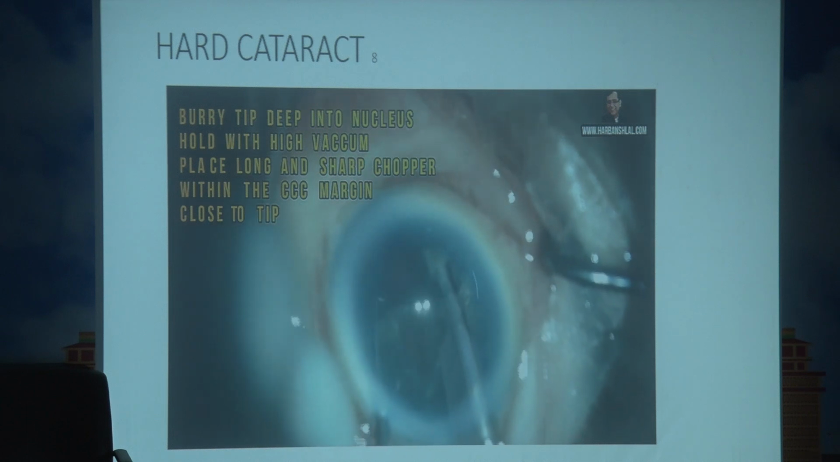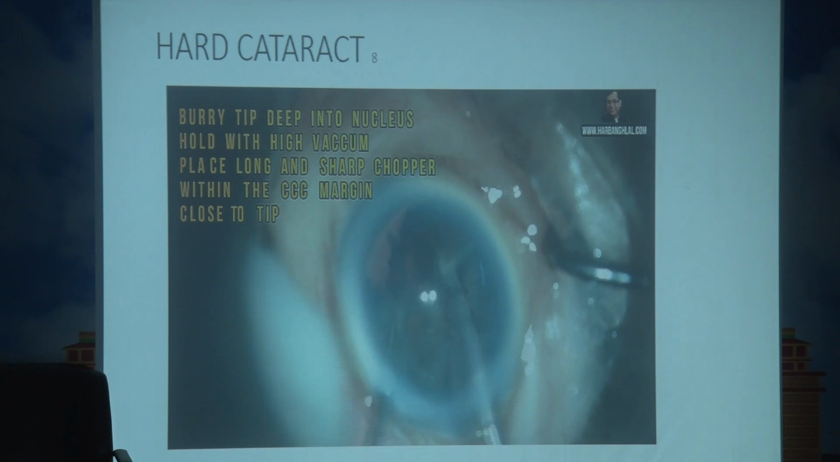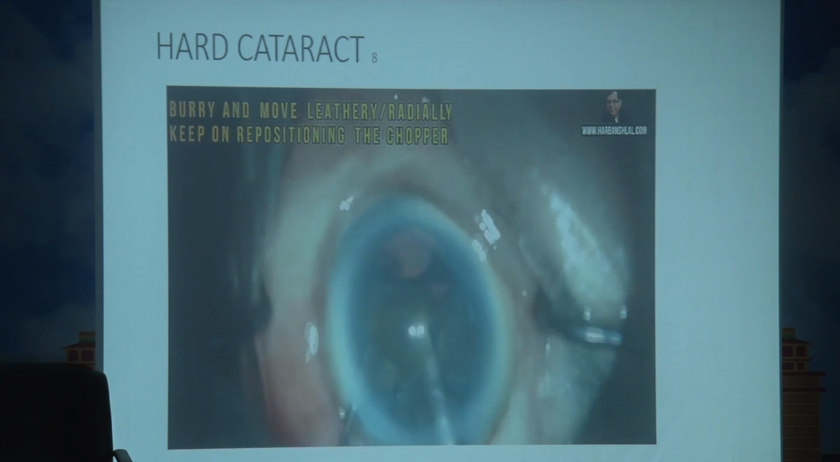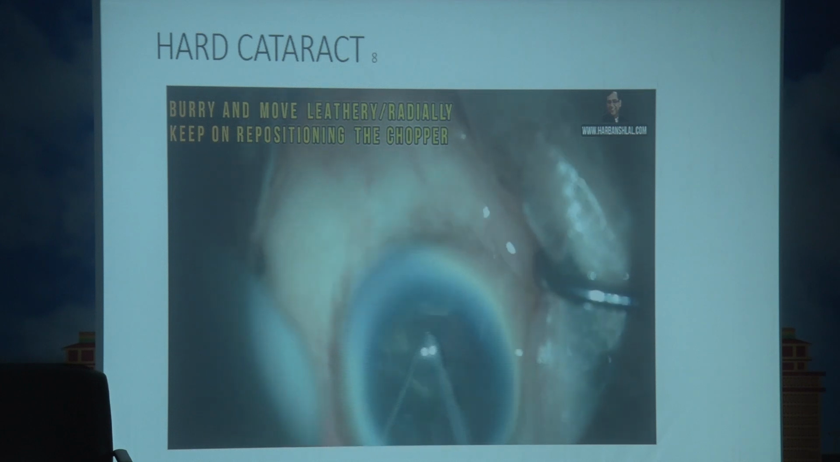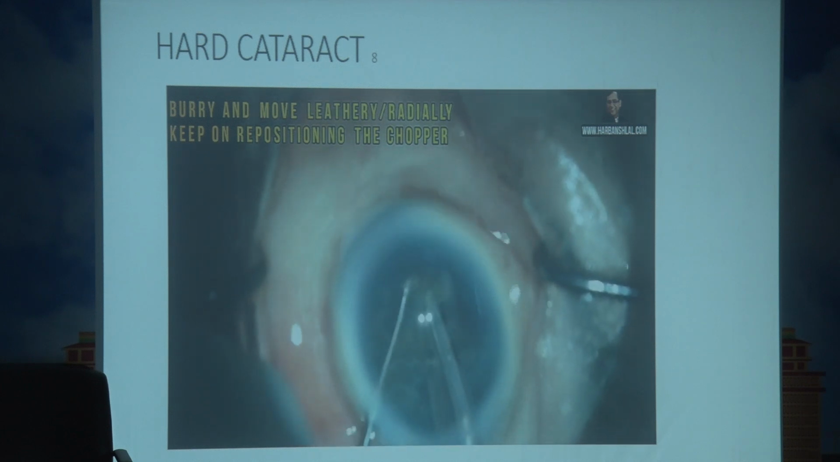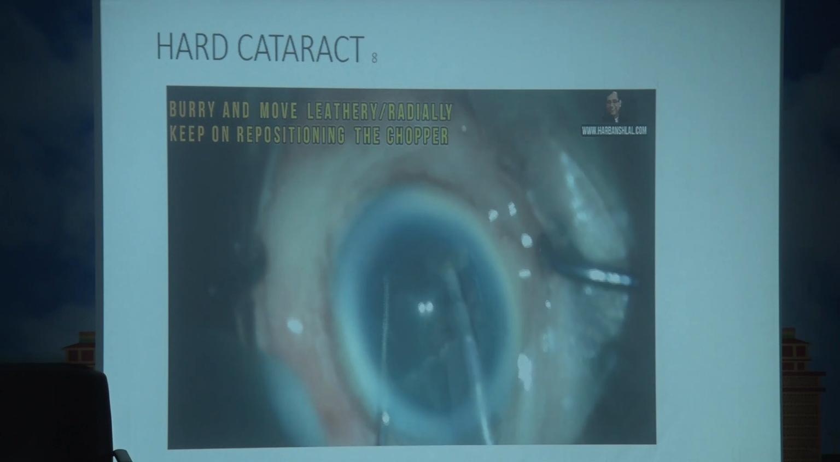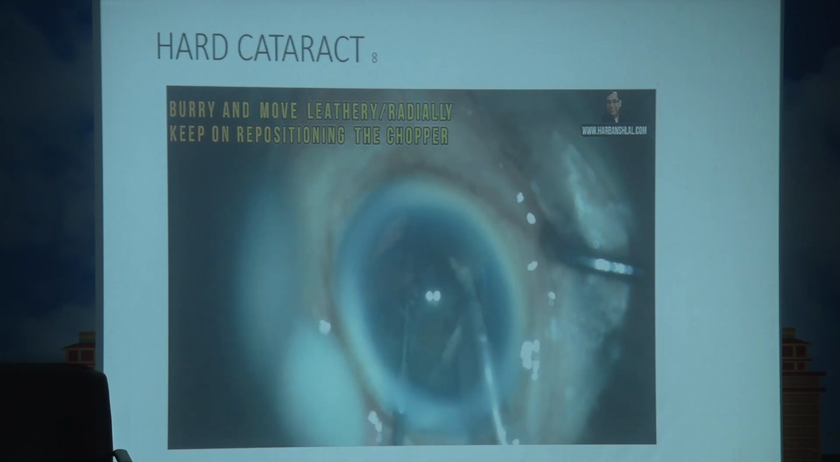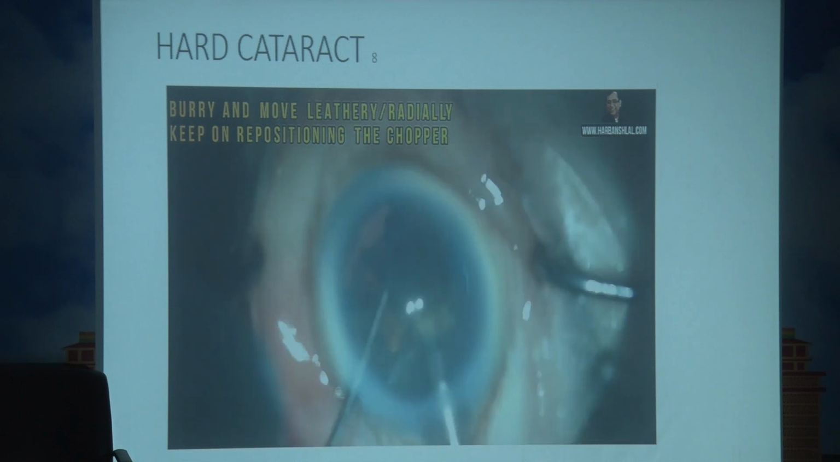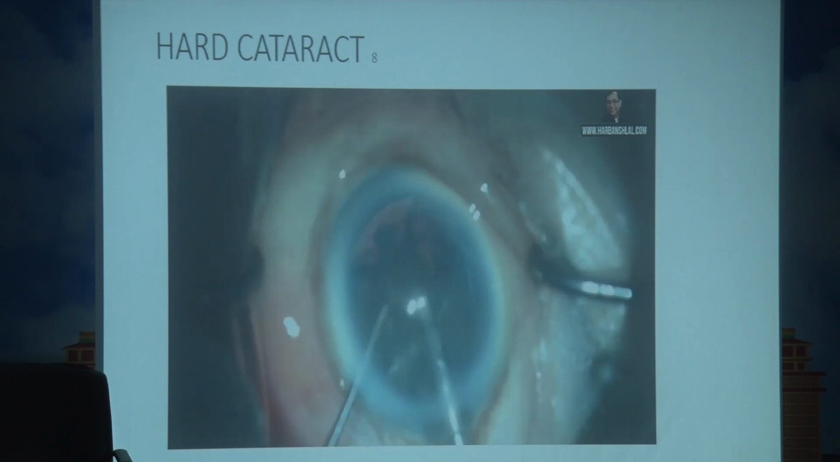So again you hold it over there and split it, and see that the split is in the radial direction. Keep on repositioning your chopper. Your chopper has to be very close to the fibers you want to split. It should not be at the periphery. So again and again reposition your chopper, split it, keep on separating sideways, and once you get the fibers gone up to the center, then remove this piece.